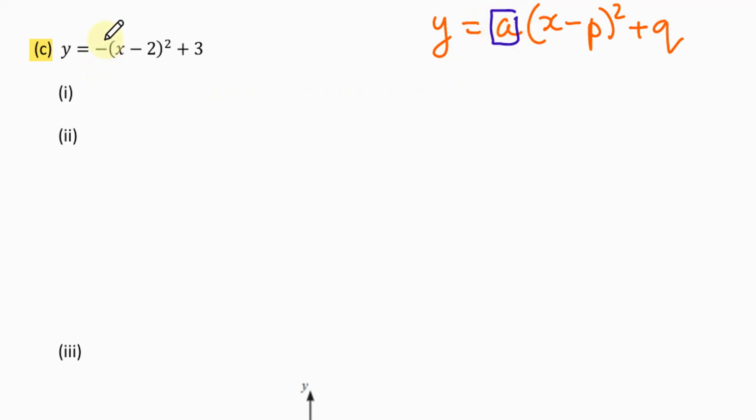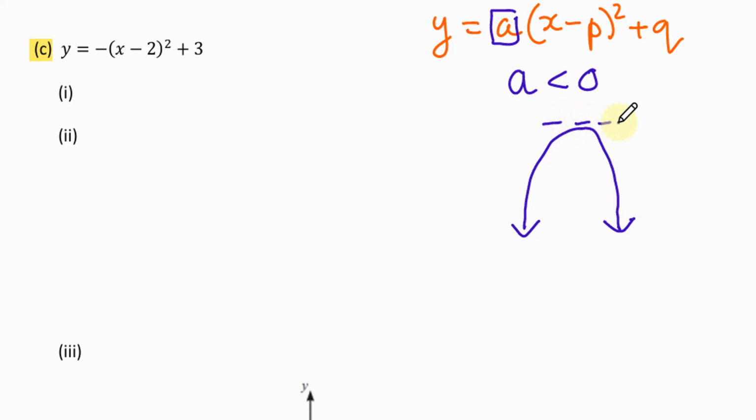So a in this case is negative 1. So there's a negative 1 here in front of the brackets that we don't write. So we know that a is negative 1. So a is less than 0 or negative. And if a is negative, the graph will frown. It will frown like a negative person. And we will have a maximum value. So then the answer to 1 here is that the graph will have a maximum value.